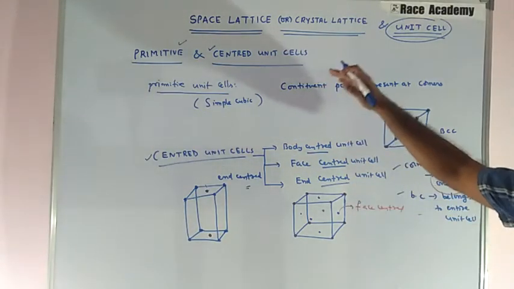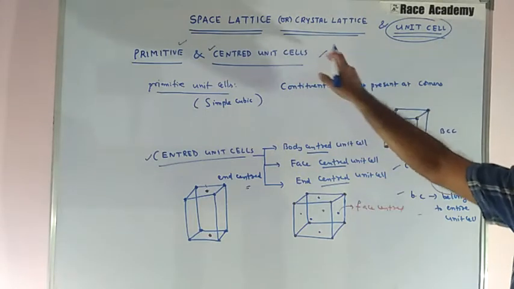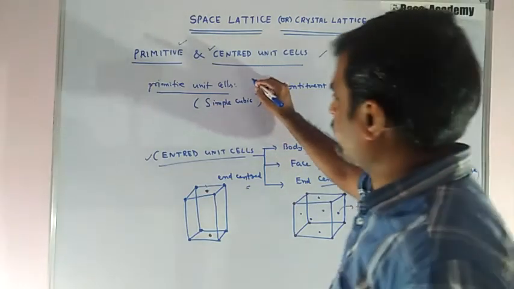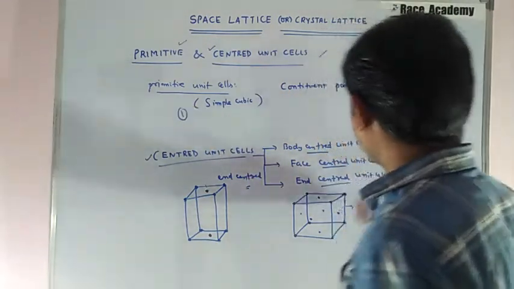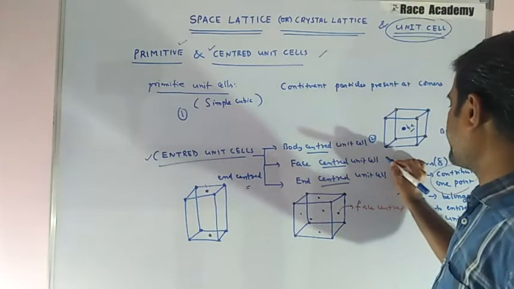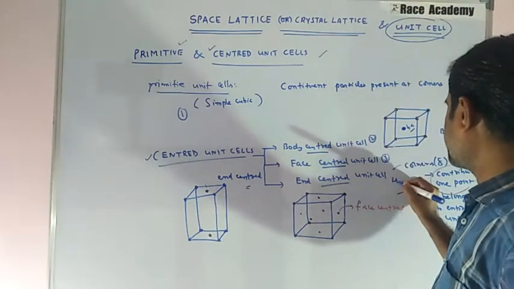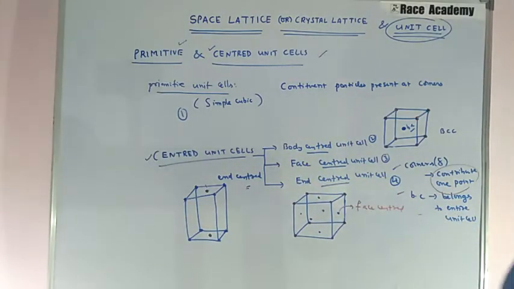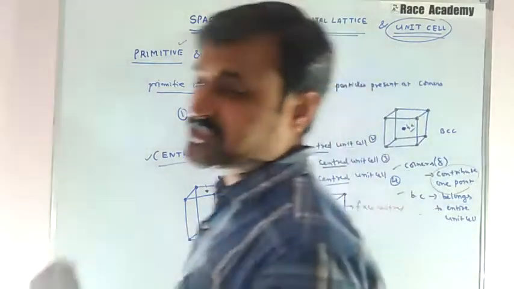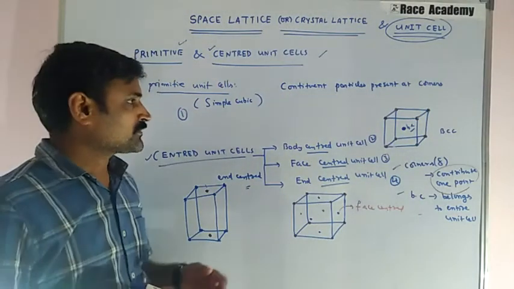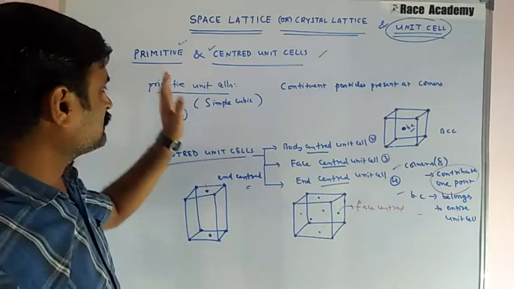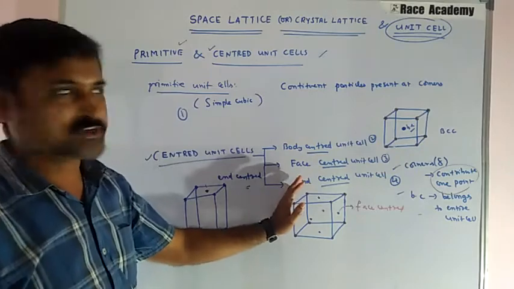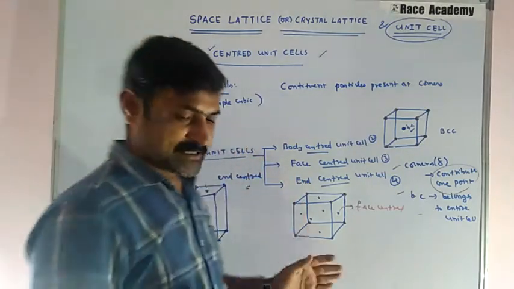So this is about the types of unit cells. Primitive or centered unit cells are classified into primitive, body centered, face centered and end centered. A total of 4 different kinds of 3-dimensional repeating units in the space lattice we observed. They are primitive, body centered, face centered, end centered. These are all important in the study.